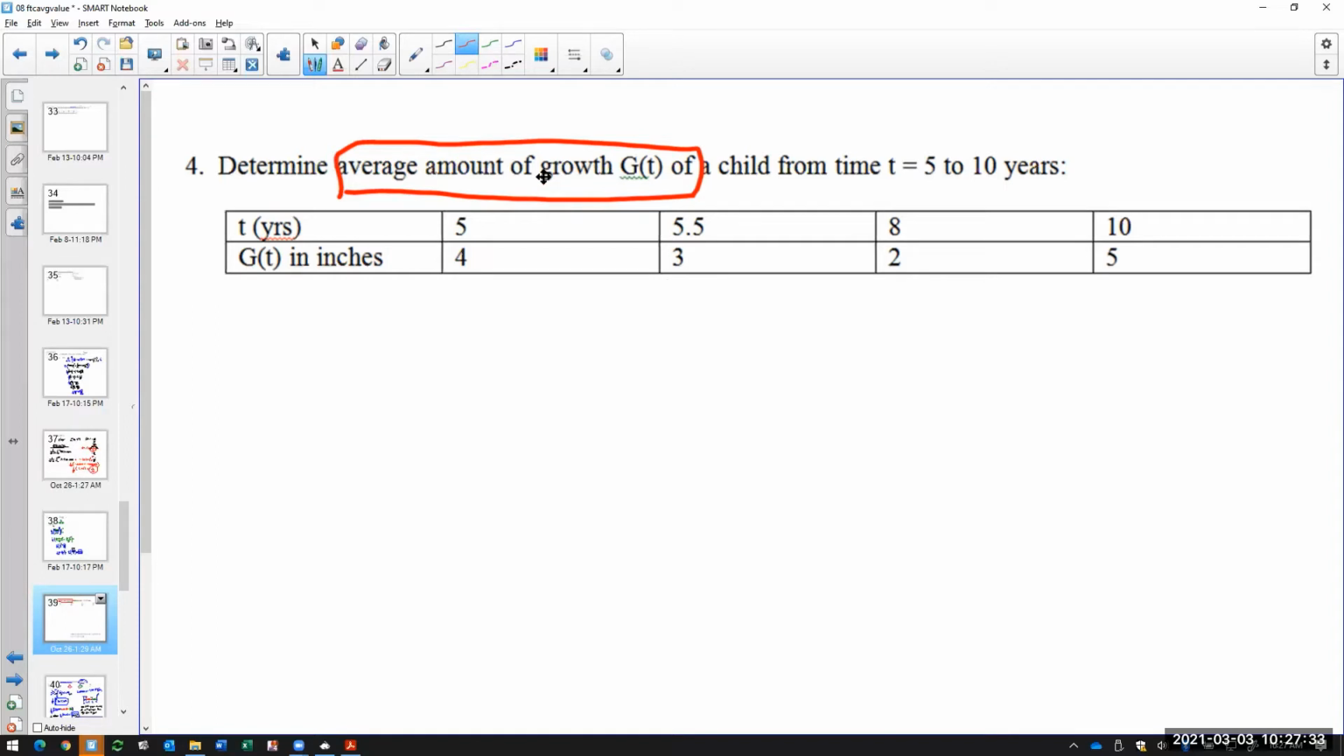Now, it's different from average rate of change. Make sure you understand, this has no word rate in it, so that's different. If you want average rate of change, you guys learned last semester that this is the formula for average rate of change. This is not average rate of change. This is just average value.